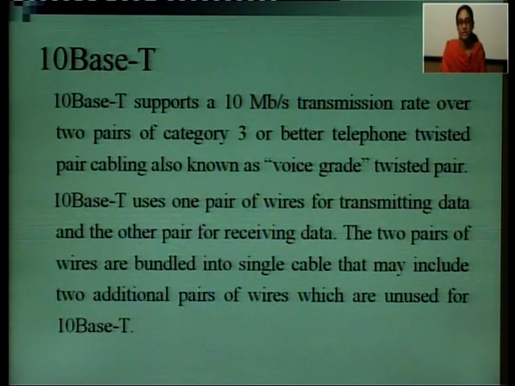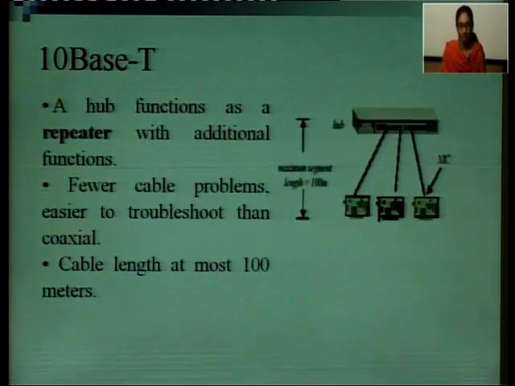So 10BaseT is the twisted pair cable. In twisted pair cable, we have two types of wires which are used. One pair of wires is for transmitting data and another pair of wires is for receiving data. These two pairs of wires are bundled into a single cable. So this is the 10BaseT.